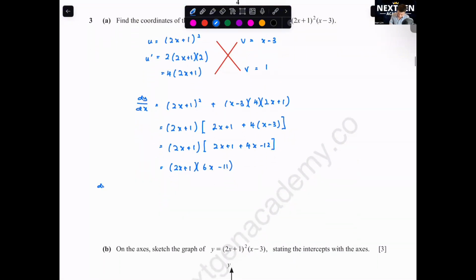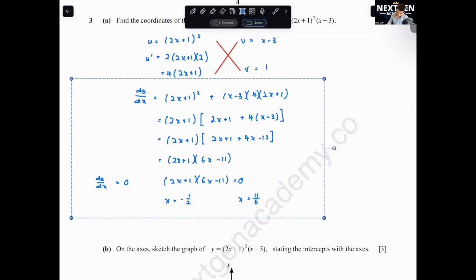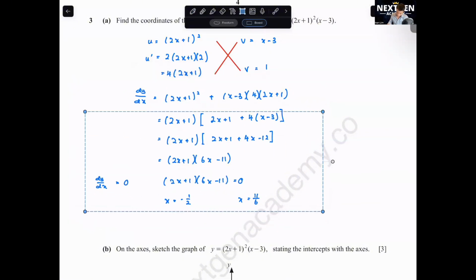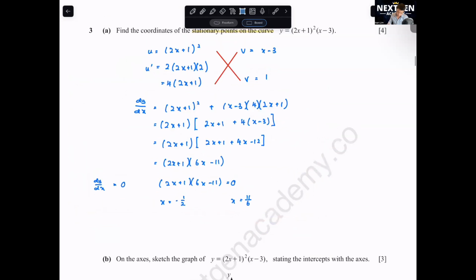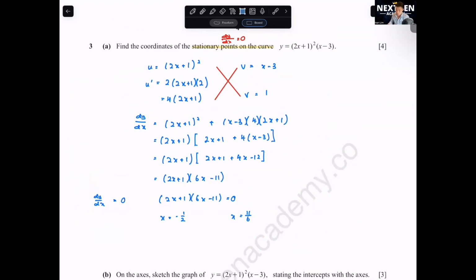Now we're going to set dy over dx equals 0. So (2x plus 1)(6x minus 11) equals 0. x equals negative 1 over 2, x equals 11 over 6. When we get to here, this is not the end. When they say the coordinates of the stationary points, it means I want to find both x and y. So I'm going to substitute x into y.